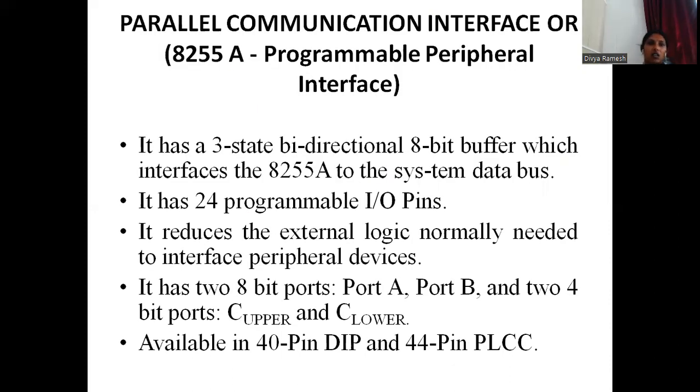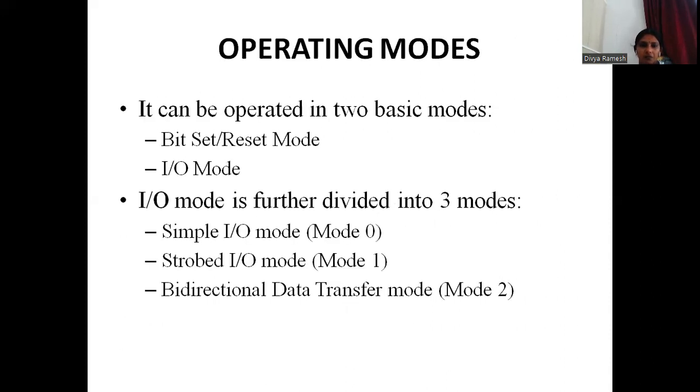We have omitted serial communication because of its drawback, and the major topic in this unit is the parallel communication interface, which is the 8255 IC. It is also called the programmable peripheral interface. It has three bidirectional tri-state 8-bit buffers. It consists of 24 programmable pins and three ports, namely port A, port B, and port C. Port C is further divided into port C upper and port C lower.